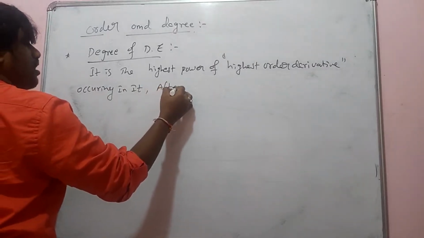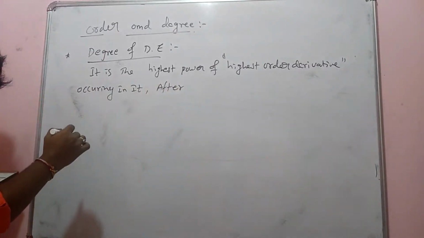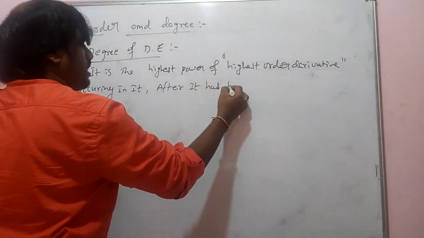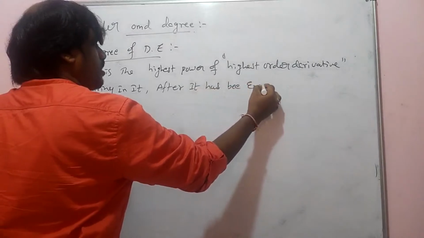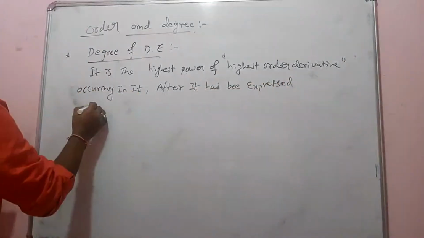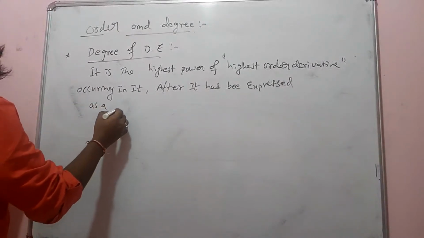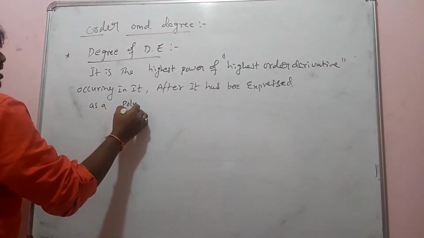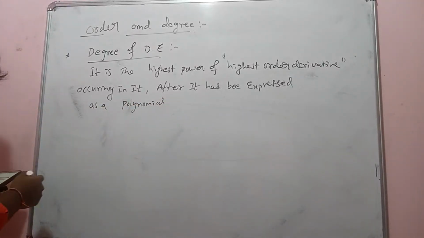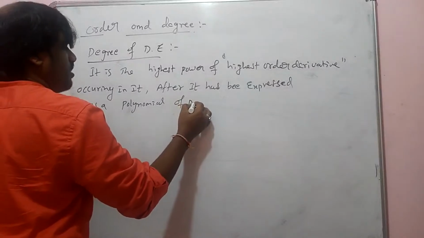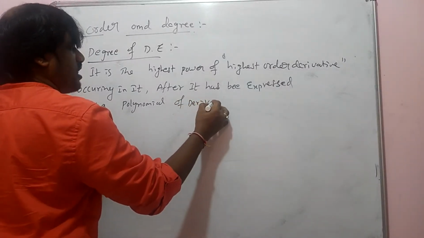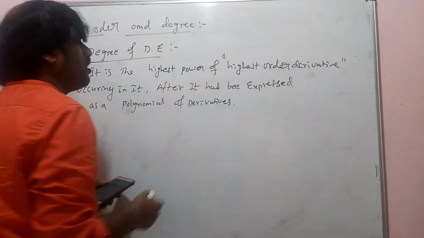after it has been expressed as a polynomial of derivatives. What is the meaning of this? I'll explain to you.